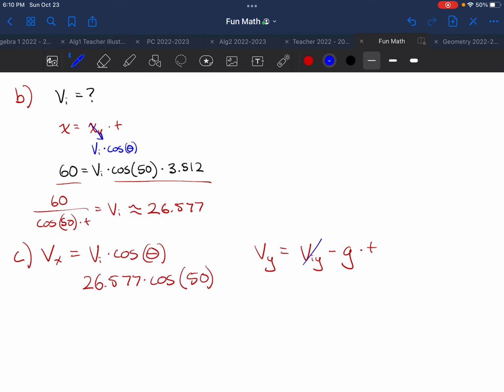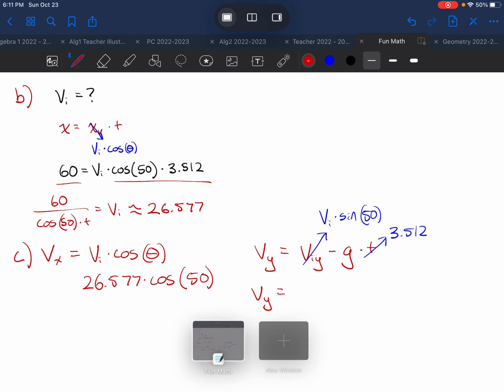Because we know that the initial y is really going to be the thing that we just found, I keep calling it v0, but the initial velocity times sine 50. And we know that time up here is going to be, what did we say it was? 3.512. We can just figure all this out really quickly. So I can say that the velocity in the y direction is... I don't want to rewrite all those things out, I'm just going to calculate it. Calculator, come back. Thank you.